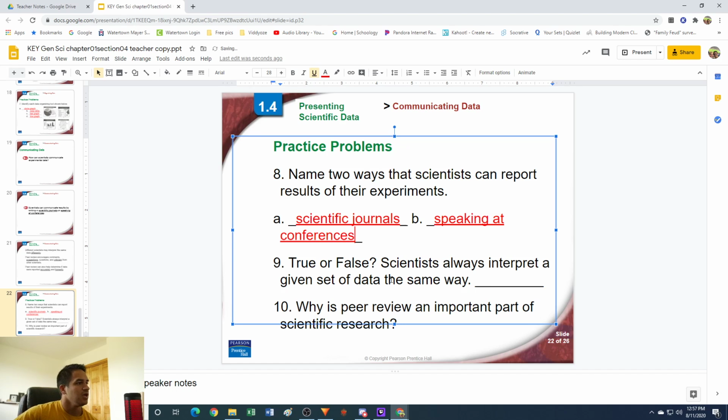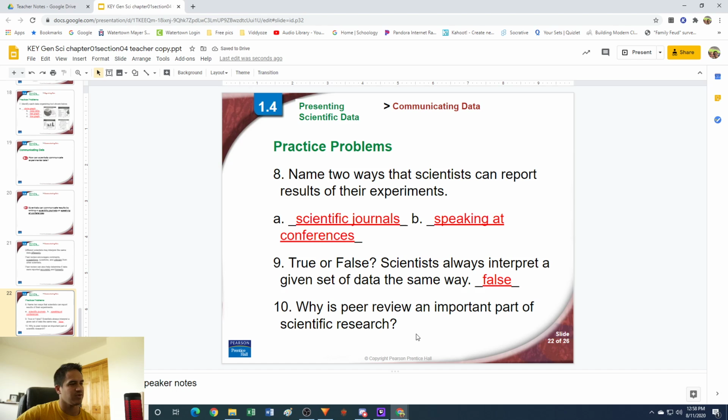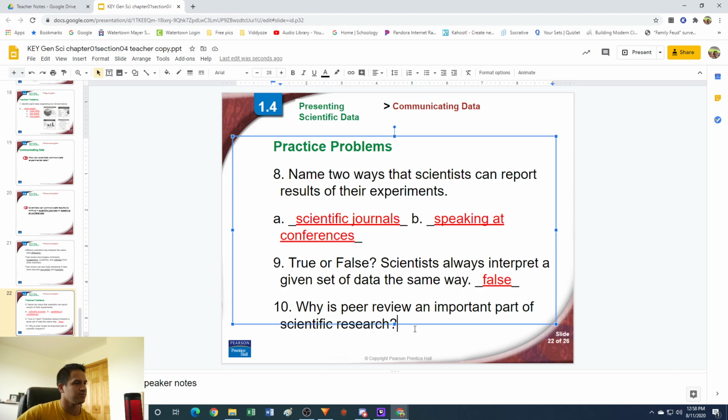Okay. Number 9, true or false? Scientists always interpret a given set of data the same way. No, that is false. In fact, I would be very, very surprised if you could find people who agree on the same data in every single aspect, because it's human nature just to see things differently. So that is false.